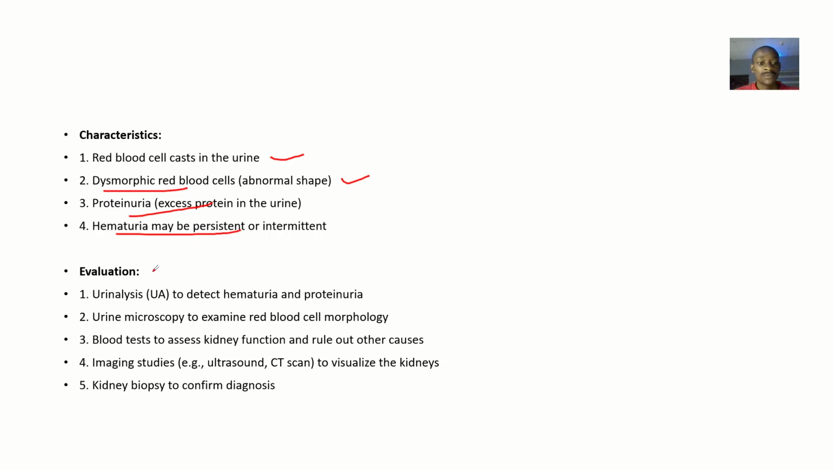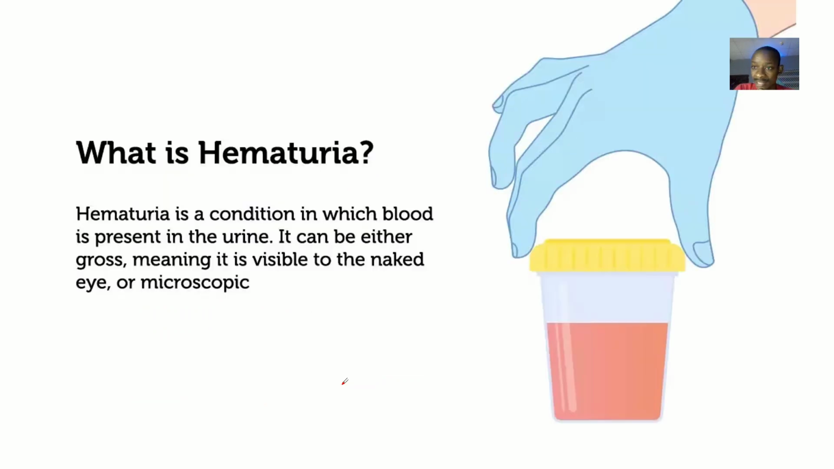Talking about the possible evaluations, you might want to do urinalysis to detect hematuria and proteinuria. You might want to do urine microscopy to examine red blood cell morphology. You might want to do blood tests to assess kidney function and rule out other possible causes. You might want to do imaging studies like ultrasound or CT scan to visualize the kidneys, just to see how the kidneys are doing. Then you might also want to do a kidney biopsy to confirm your diagnosis.